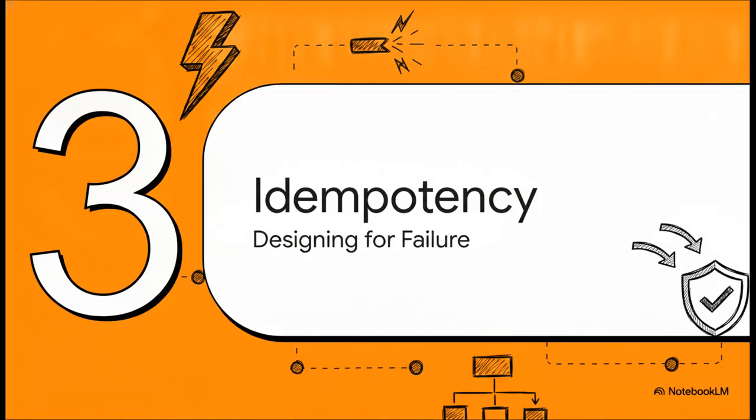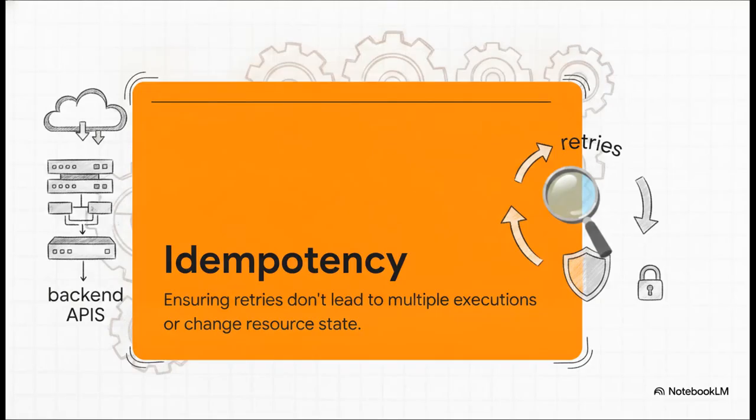Section 3. The power of idempotency. Designing for failure. So we have a beautifully clean API design. But what happens when the internet just blips? Or a request accidentally gets sent twice? That brings us to idempotency. It's a bit of a mouthful, but the crucial takeaway here is that it guarantees retrying an operation will not lead to multiple executions. It will not change the state of the resource beyond that very first request. Essentially, it means safety during retries. If a client isn't sure if the request actually went through and they hit send again, idempotency ensures your system doesn't duplicate the action.